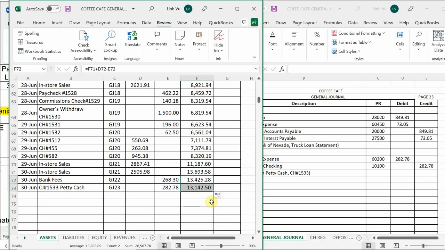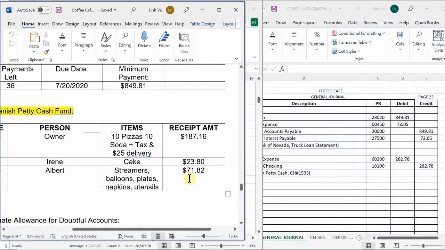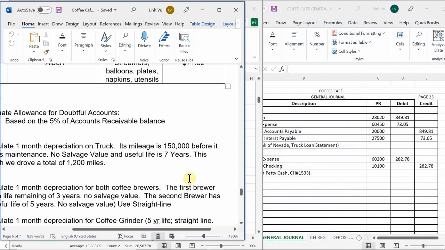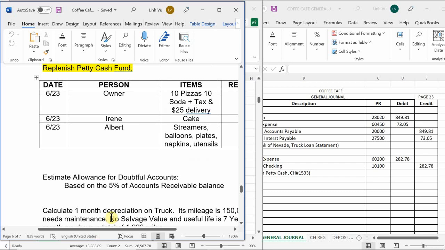Okay. So you should have now $13,142.50 even. Okay. Then it says estimated allowance for doubtful accounts. You must record based on 5% of accounts receivable balance. So in this case, it is estimated that 5% of your accounts receivable is going to be uncollectible.